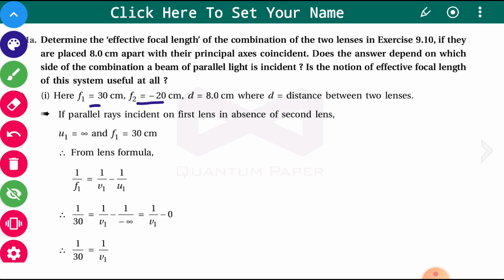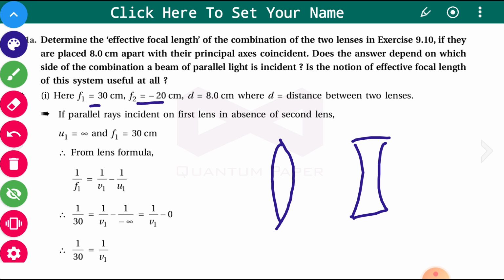Just look at 9.10: the focal length of a convex lens is 30 centimeter, in combination with a concave lens of 20 centimeter, so f2 is negative. One is convex, the other one is concave, and the distance between them is 8 centimeter.